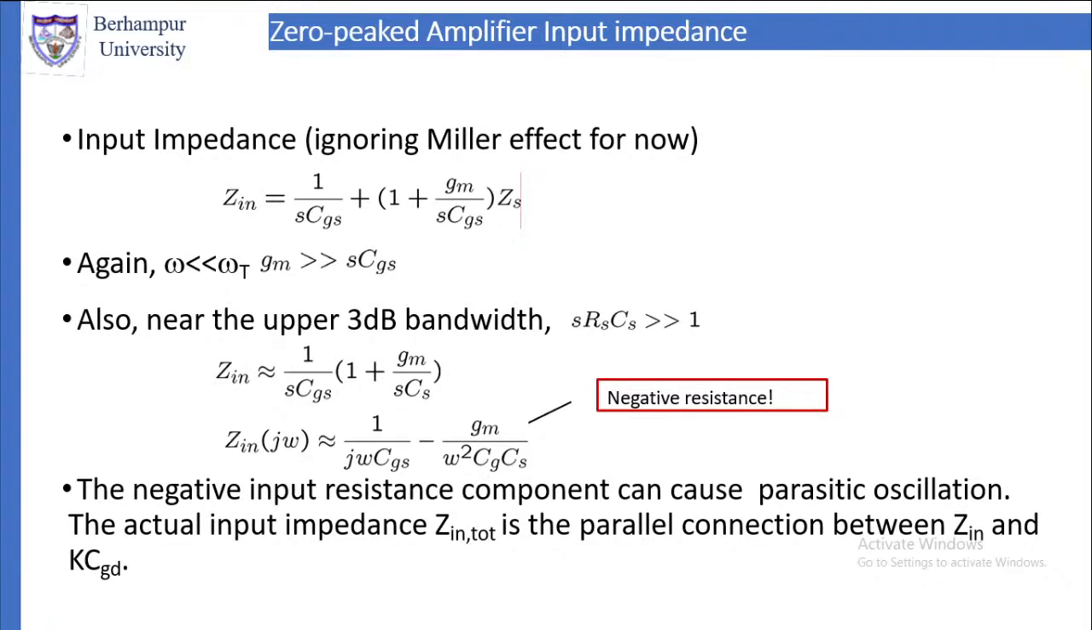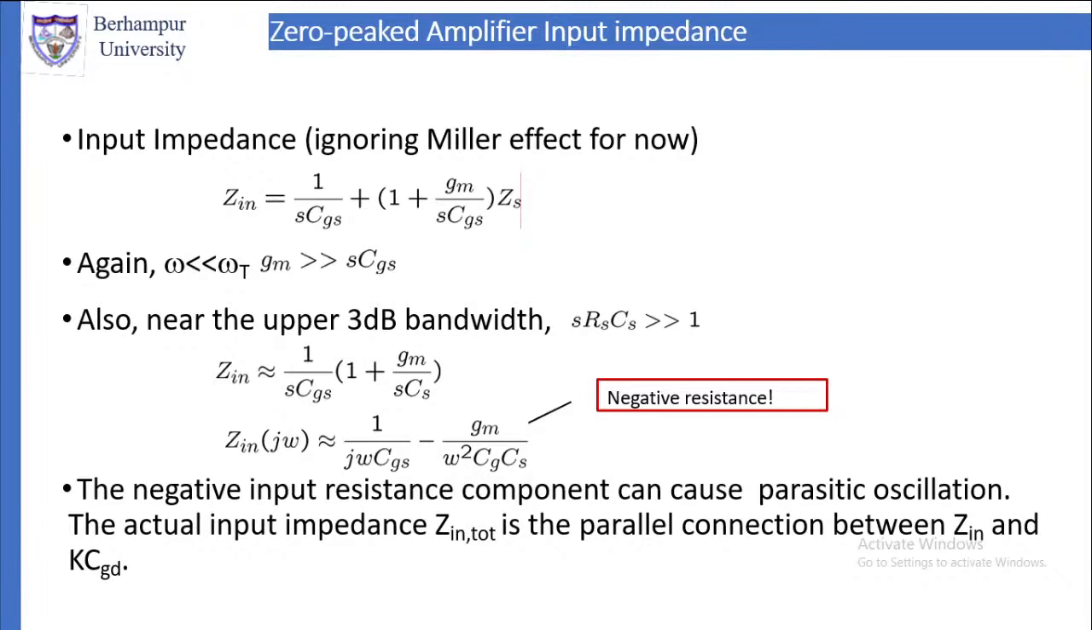Now near the upper 3 dB bandwidth, there are 2 3 dB bandwidth points. Near the upper point, that is at omega 2, S RS CS is much greater than 1. If S RS CS is much greater than 1, then Zin can be approximated as 1 by S CGS, taking that as common, into (1 plus gm by S CS). So that we can do. Or Zin(s) is equal to 1 by j omega CGS minus gm by omega square CGS into CS.